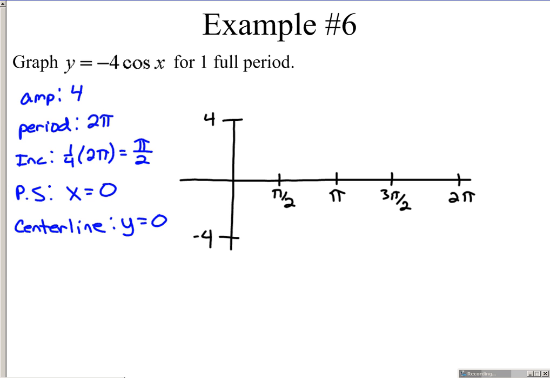This is a cosine graph that is negative. Negative cosine graphs start below the center line. And from there, fill out your pattern. Connect with a smooth curve, and you're done.